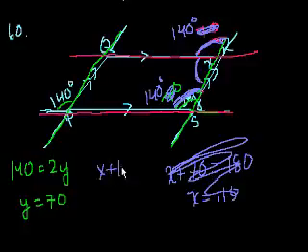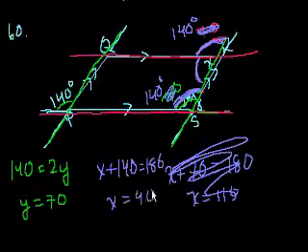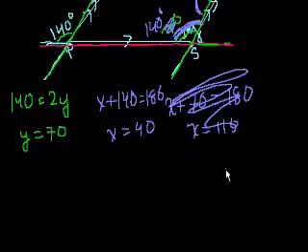X plus this 140 degrees, the logic's still the same. They're supplementary. It equals 180. So x is equal to 40 degrees. And they wanted to know what y minus x is. So it's 30. 70 minus 40 is 30.